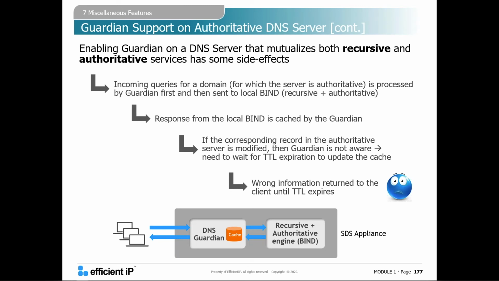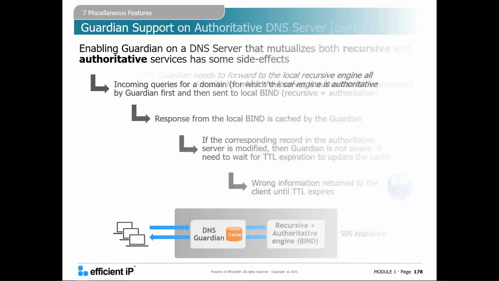So this is the reason why. The client queries the DNS Guardian. DNS Guardian does not have it in the cache, so it will ask the BIND. BIND has the authoritative value and returns it, the DNS Guardian caches the response, and then sends it back to the client. So again, the Guardian is not doing its proper job, basically.